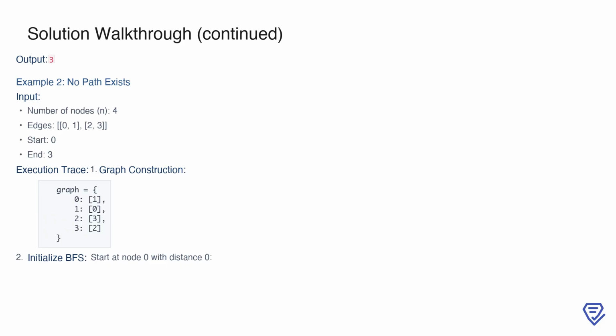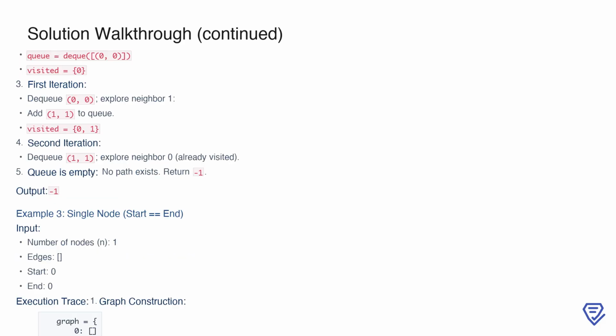First, we construct the graph as before. Here, node 0 connects to node 1, and node 2 connects to node 3. Nodes 0 and 1 are isolated from nodes 2 and 3, meaning they belong to separate components. We then initialize BFS starting at node 0 with a distance of 0, placing it in the queue and marking it as visited. The BFS begins by processing node 0, which has a distance of 0.